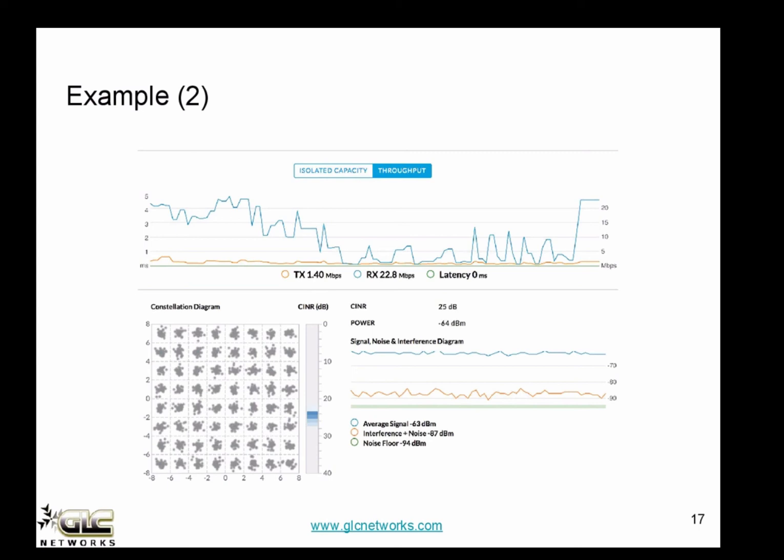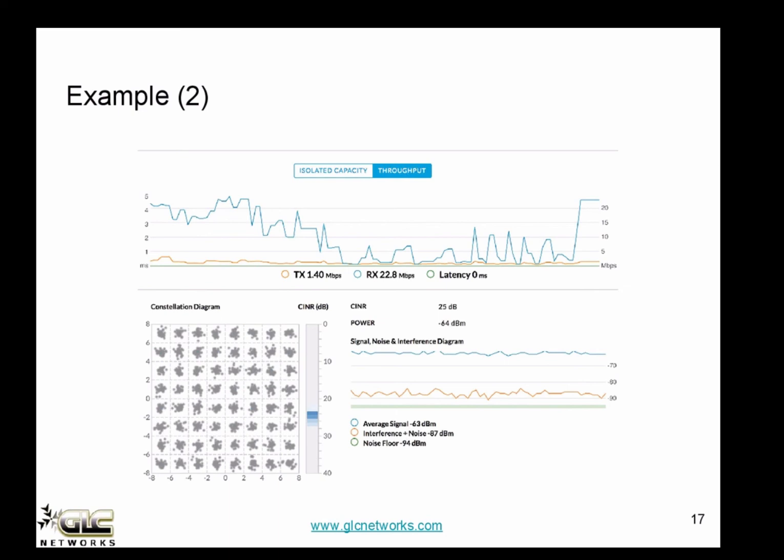Ubiquiti has their own proprietary protocol that is called Air... I forgot the name. Air something. And MikroTik has their own wireless protocols, which are called Nstream and NV2. Yeah, Airmax. Okay, thank you very much. Is that a protocol? Yeah. So as long as they use the same protocol, they can connect.